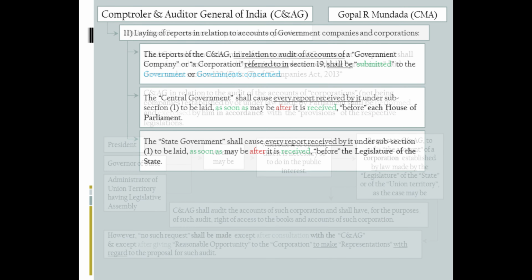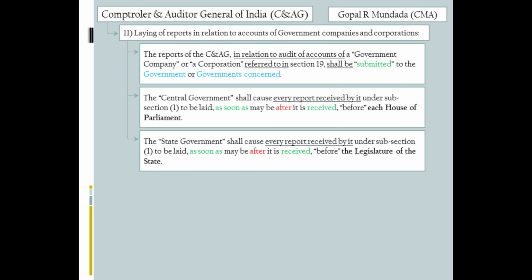So guys, next is laying the report in relation to the accounts of government companies and corporations.